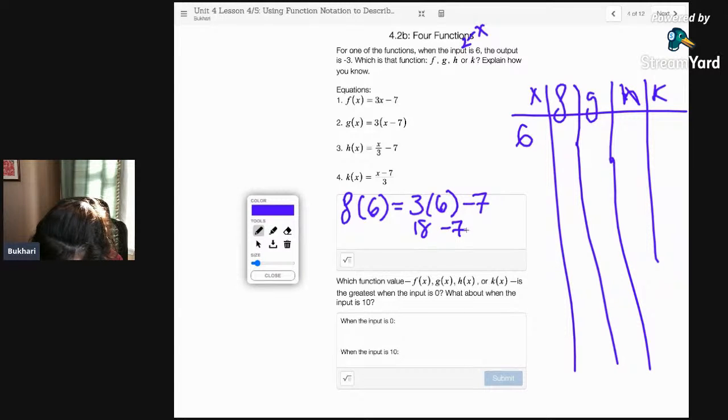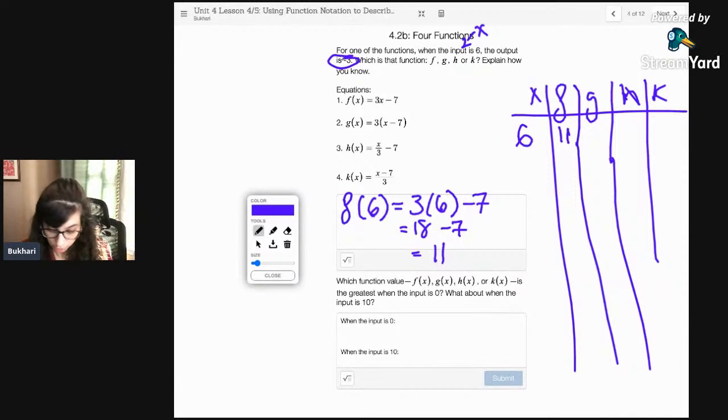18 minus 7 gives me 11. Sorry, I was subtracting the wrong way. 18 minus 7 gives me 11. And so I know that when I input 6, my output, my rule, my result is 11. And so try that for each value, and your goal is to get an output of -3.